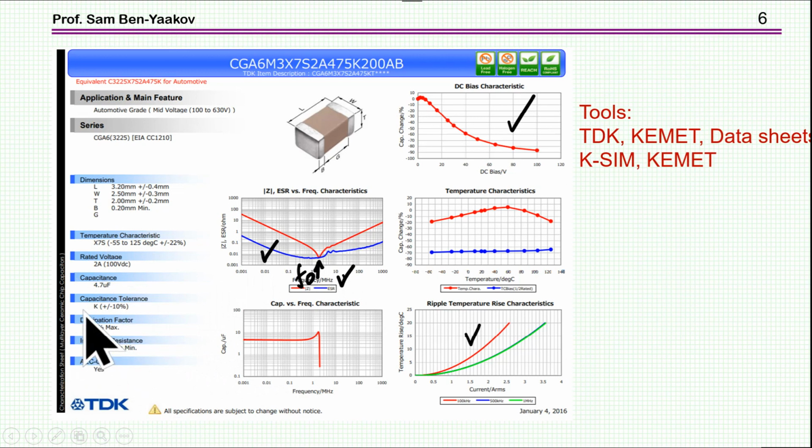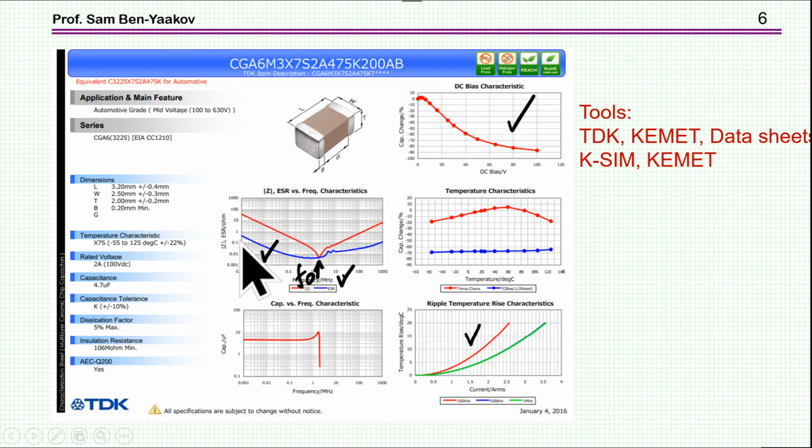And then some information about the capacitance and the tolerances. And here are the graphs, which are very, very important. One of them is the dependence of the differential capacitance as a function of the DC bias. This is a 100 volt capacitor, and you can see that at, say, 50 volts, it's going down by 70%. So only 30% of the capacitance is left. So this is very important.